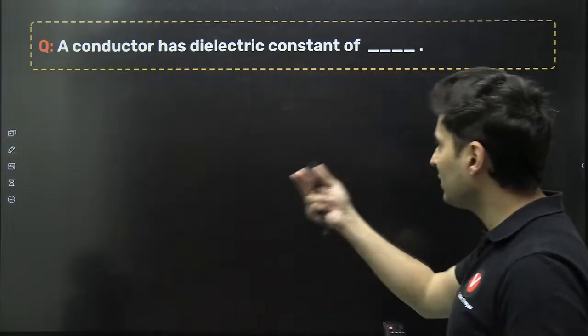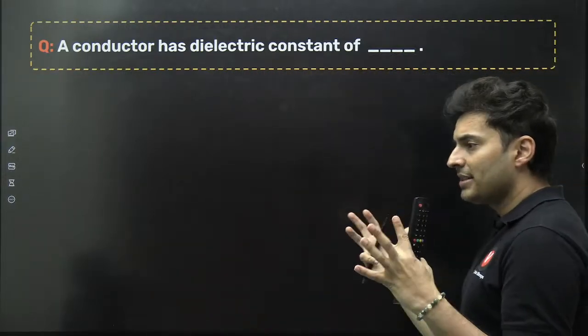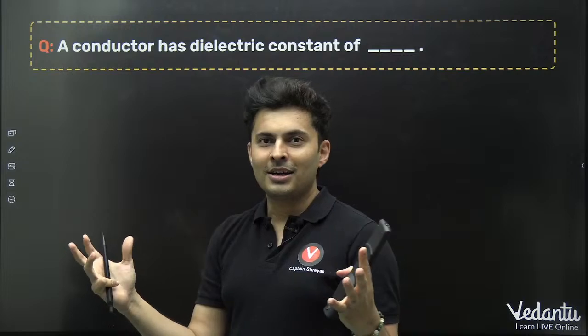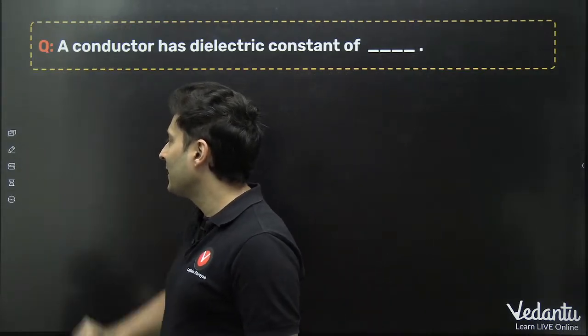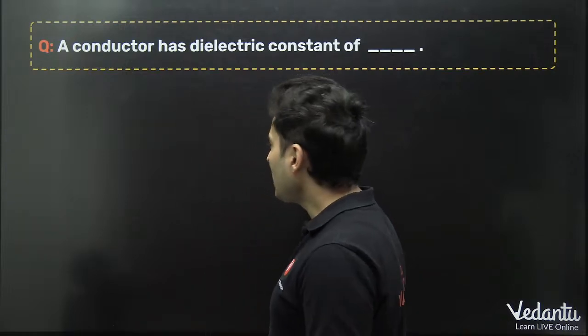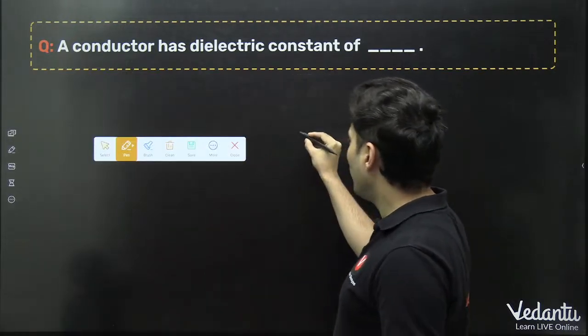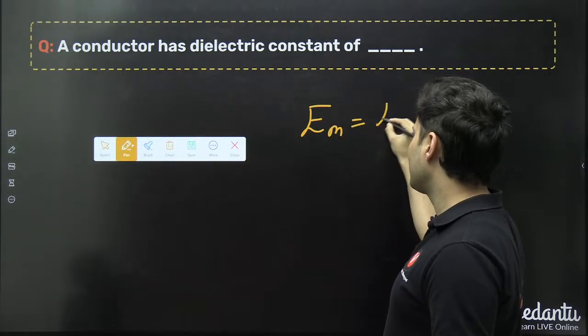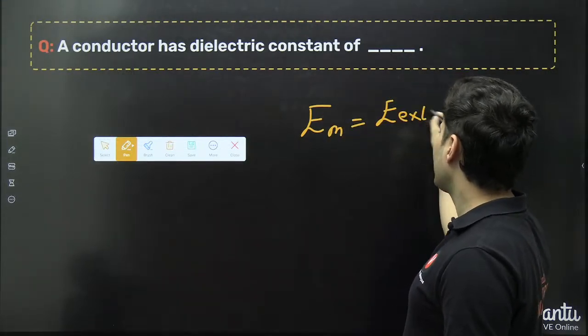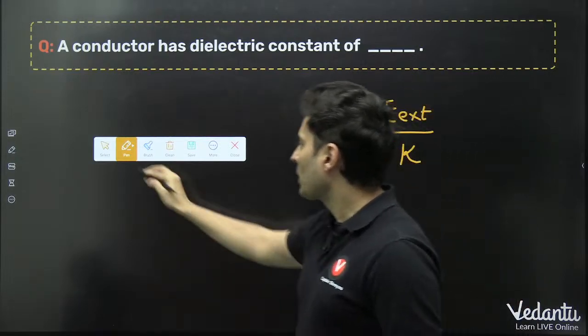A conductor has a dielectric constant of... So this is a very interesting thing. Remember, when you are inside any medium, the electric field is the external field divided by K, right?